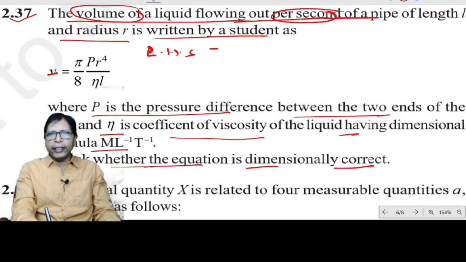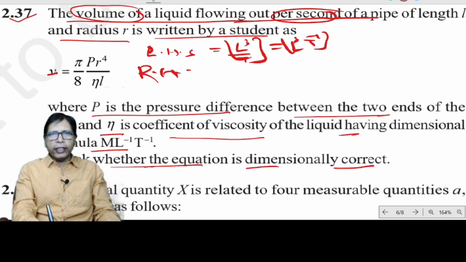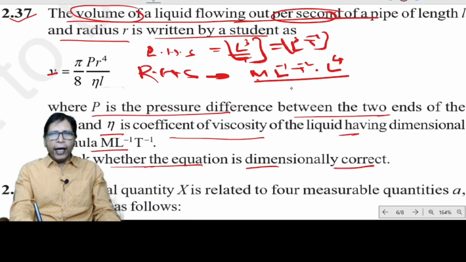So this is the L cube T minus 1. Now dimension of RHS. The dimension of pressure is M L minus 1 T minus 2. Radius to the power 4, that is L to the power 4, and eta is M L minus 1 T minus 1. And L is the length.